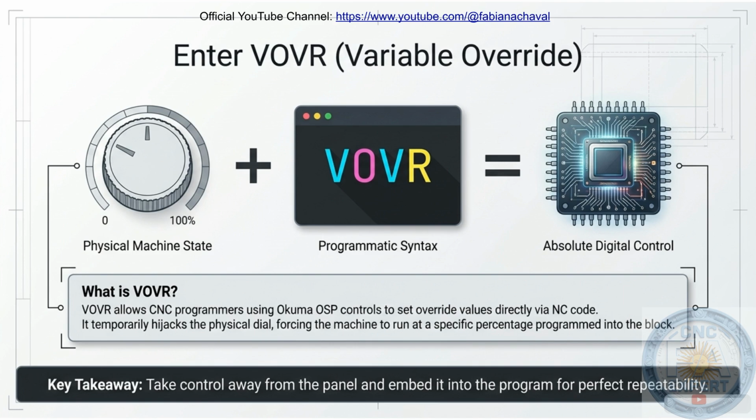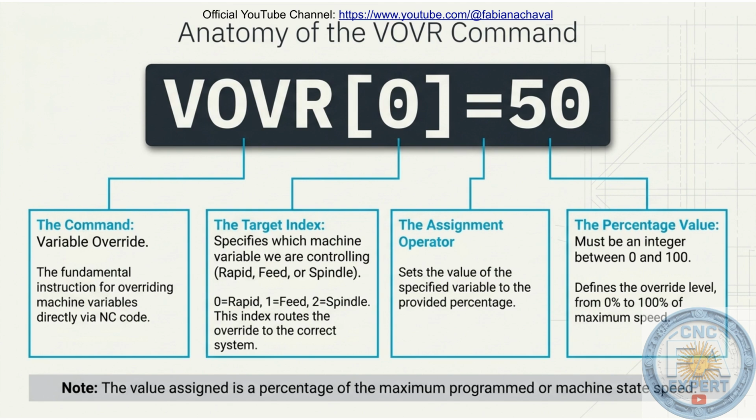So, what is the VOVR system variable? It's the bridge between the physical machine state and absolute digital control. VOVR allows you to set override values directly via NC code. It temporarily hijacks the physical dial, forcing the machine to run at the specific percentage you've programmed into the block for perfect repeatability. Let's break down the command.